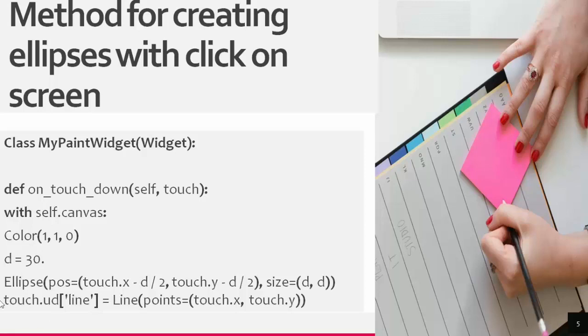Lastly, we'll define the method for creating the ellipses on the screen, which is providing ellipse. Inside that, we'll provide the position as touch.x minus d by 2 and touch.y minus d by 2, followed by the size as d comma d, which is 30 comma 30, and we'll use the touch.ud, and inside the brackets we'll provide line equals to line of points equals to touch.x comma touch.y. So we have defined the method for creating ellipses with click on screen.